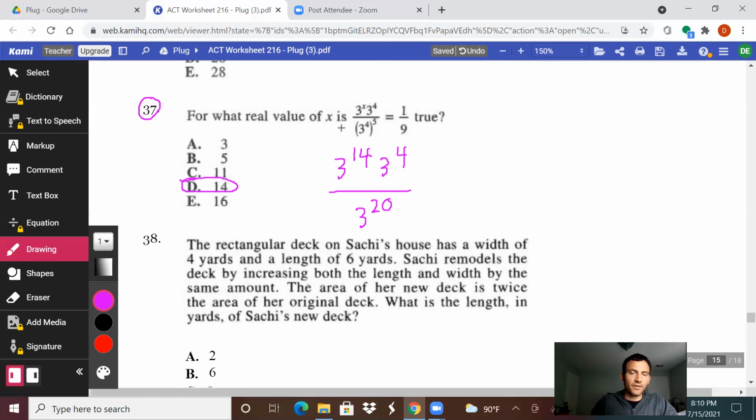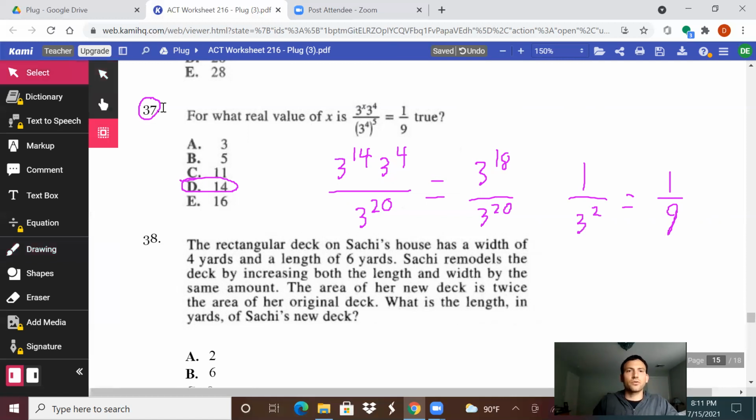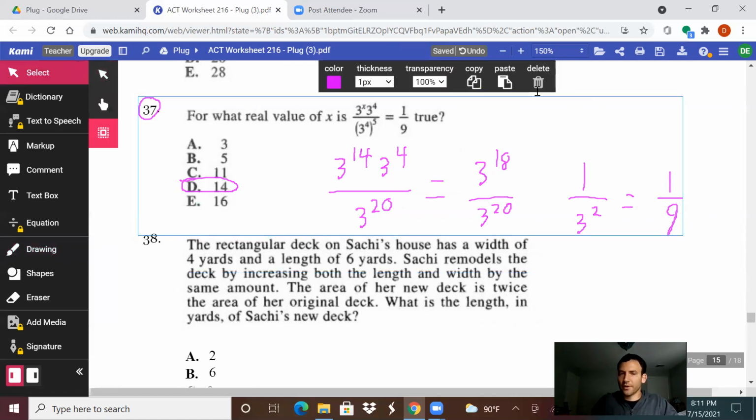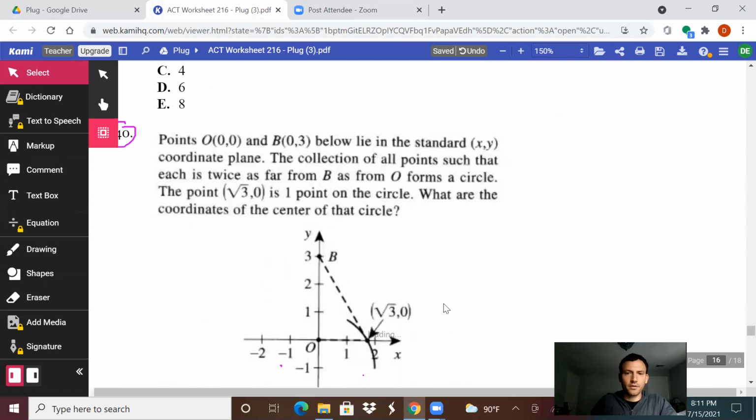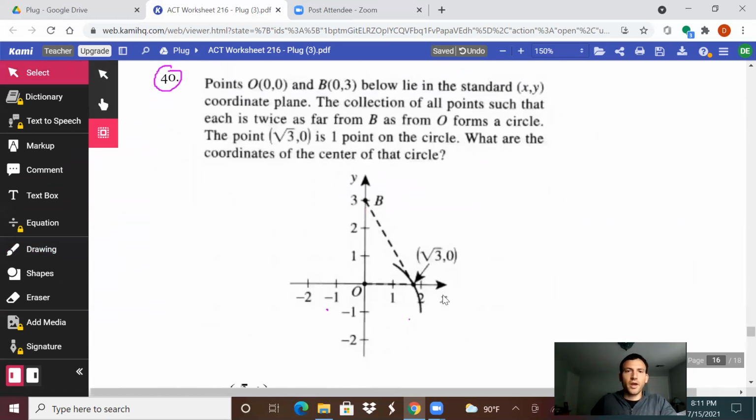If you want to see how this works algebraically, well, 3 to the 18th over 3 to the 20th, you're going to end up with 1 over 3 squared when you simplify, which is 1/9. But yeah, for this one, it's easiest to just trial and error with the answer choices till you get it to work. One more.